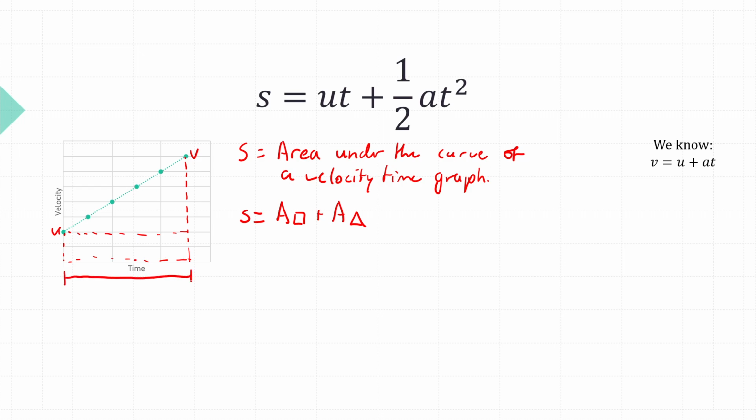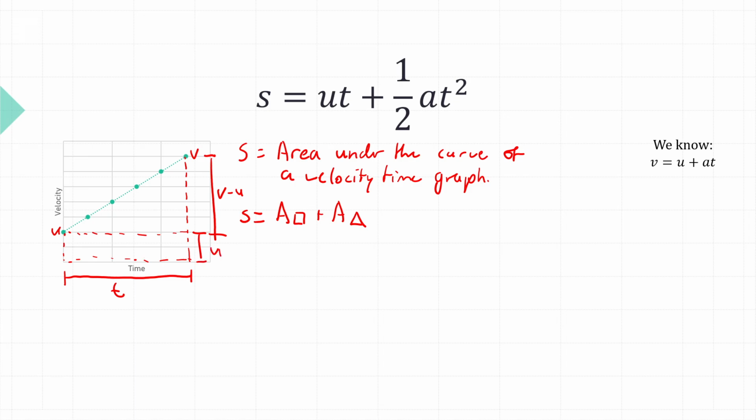And our distance from u to v along the x-axis is our time. Keeping this in mind, we can now begin to figure out the dimensions of each of our two-dimensional shapes. So our height here of our triangle is going to be v minus u. Height of the rectangle is just going to be u.